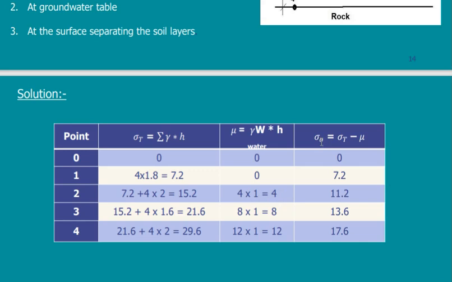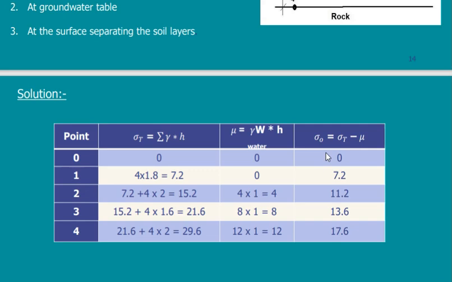The effective stress, if I want to just use my calculation, I will subtract. 0 minus 0, it is 0. 7.2 minus 0, it is 7.2. 15.2 minus 4, it is 11.2. It's just calculation, because this is what the soil can feel without the effect of water. So I take the total and subtract from it.